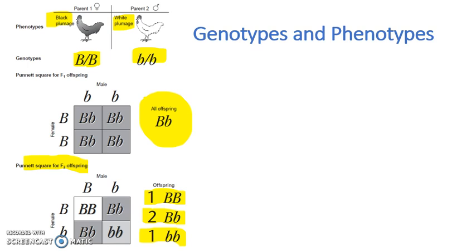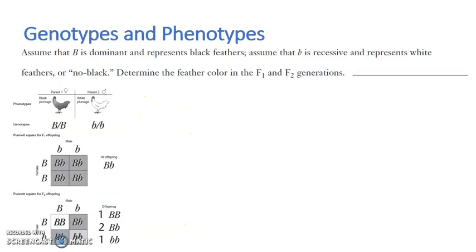So let's see what happens when we start applying our rules for inheritance. Let's start with complete dominance. It says, for the first one, assume that big B is dominant and represents black feathers, and assume that little b is recessive and represents white feathers, or no black. Determine the feather color in the F1 and F2 generations. Since big B is dominant and little b is recessive, this is going to be complete dominance.